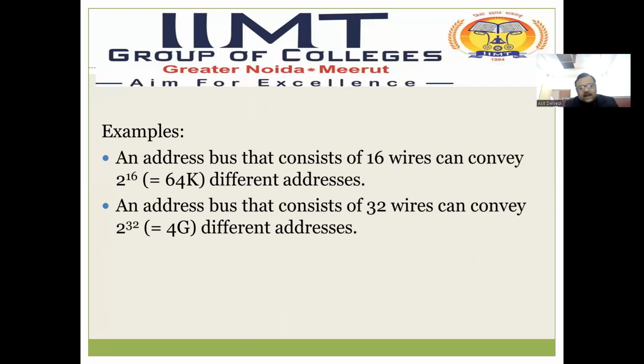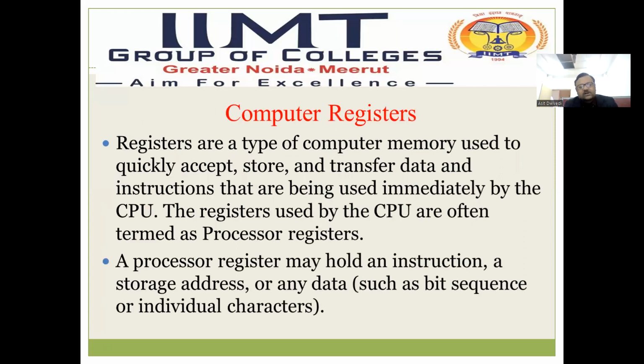Examples: an address bus that consists of 16 wires can convey 2 to the power 16, equal to 64K different addresses. An address bus that consists of 32 wires can convey 2 to the power 32, equal to 4G different addresses.